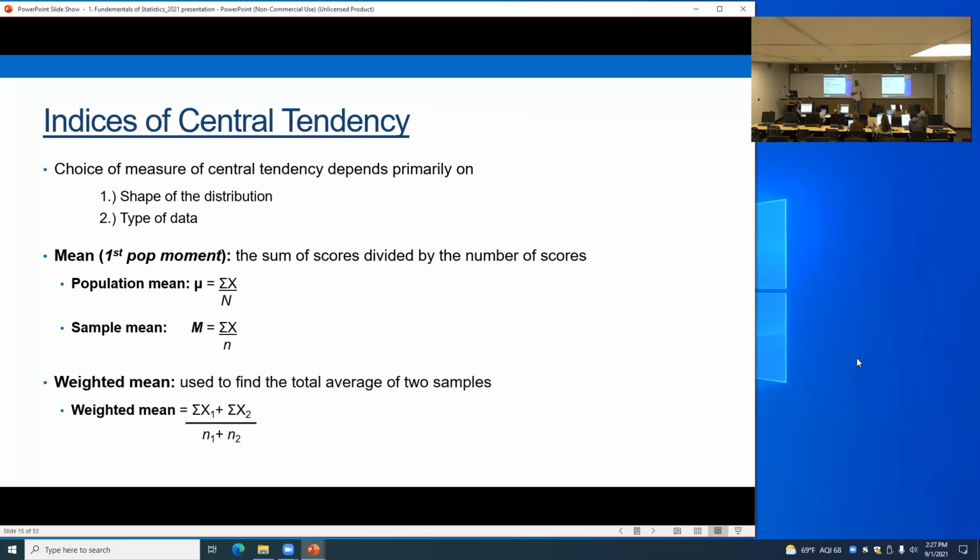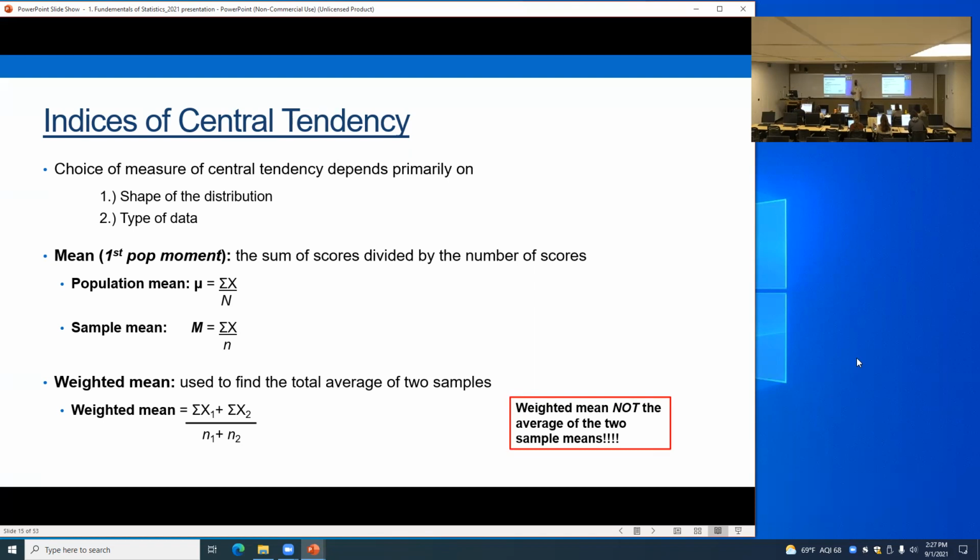Other thing we'll do sometimes is we'll have to identify a weighted mean. What we do is we find the total average of two samples here. We have the sum of the first set of scores plus the sum of the second set of scores over the size of the two samples together, okay? The thing to remember, and this will come up, your weighted mean is not the average of the two sample means, okay? So I can't take the mean of group one, the mean of group two, and average those out and get a proper weighted mean under most circumstances.